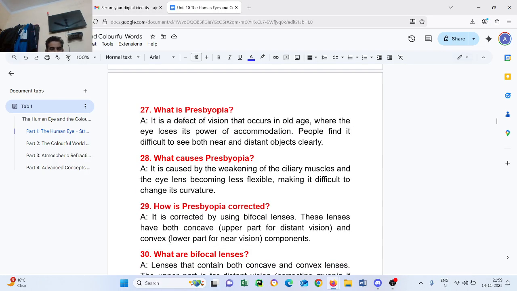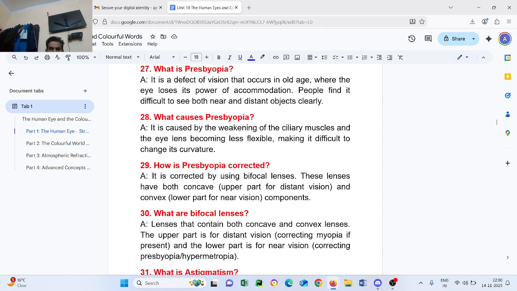Question number 29. How is presbyopia corrected? It is corrected by using bifocal lens. These lenses have a concave upper part for distant vision and a convex lower part for the near vision component.